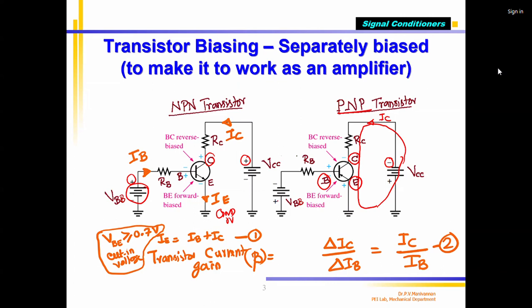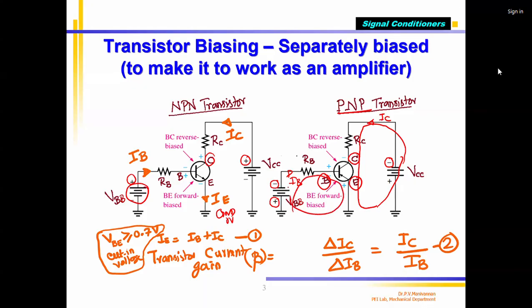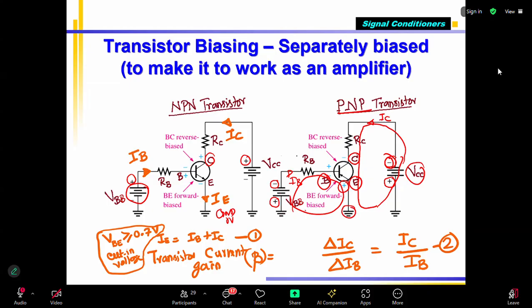Similarly, the positive of VBB should be connected to ground. The negative of the battery will be connected through RB to the base. So IB current is flowing, and the circuit will be closed. The only difference, as I told you yesterday, is that in a PNP transistor the base voltage is negative and the emitter voltage is positive. With respect to base, emitter voltage is positive. Similarly, with respect to emitter, collector voltage is negative. Base and collector are connected to the negative of the two power supplies. The positive terminal of both power supplies and the emitter of the PNP transistor are connected to 0 volts.